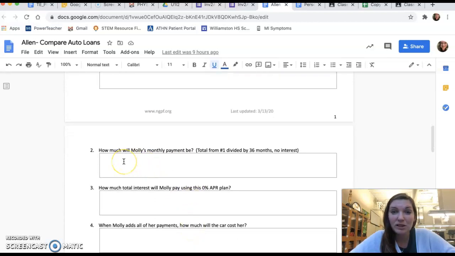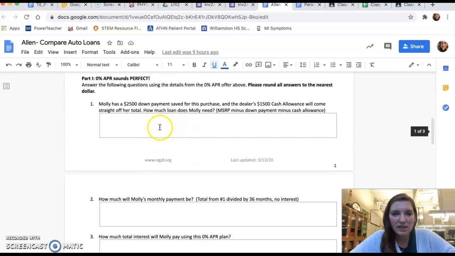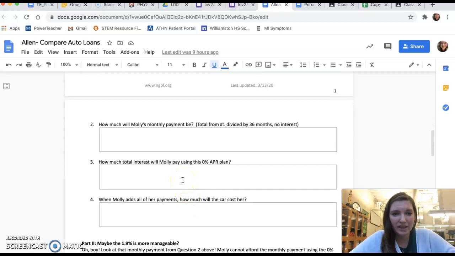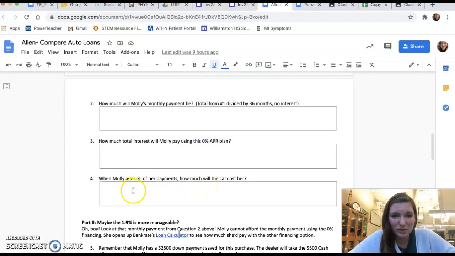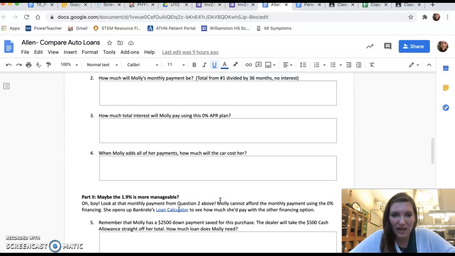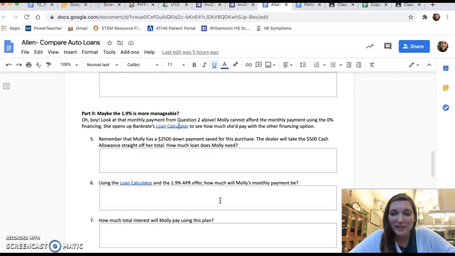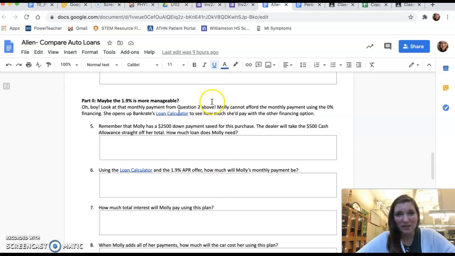Then to find out how much her monthly payment is going to be, you're going to take this amount here divided by 36 months, and there's no interest involved, so that's going to be the flat rate. She's not paying any interest here, so this is going to be zero interest. When she adds all of her payments, this is how much the car is going to cost her. Okay. But she finds out that that monthly payment is going to be kind of high.